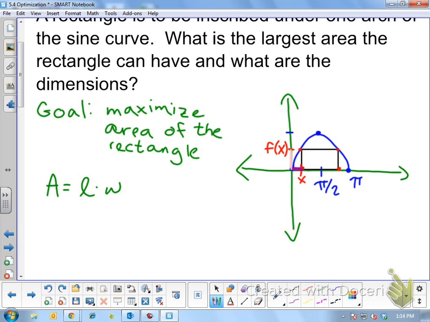But this x gives me a distance that isn't on my rectangle. We need some more information to find this area. So let's call this width. We know width is f of x right now. We still don't know length because the distance of x only gives us from the origin to the rectangle, not the actual distance of the rectangle. But we do know something about a sine curve. A sine curve is symmetric, and a rectangle is symmetric. So if I cut this in half, each side would be the same. So what could we label on the other side? X. Which I already said. This is also x.